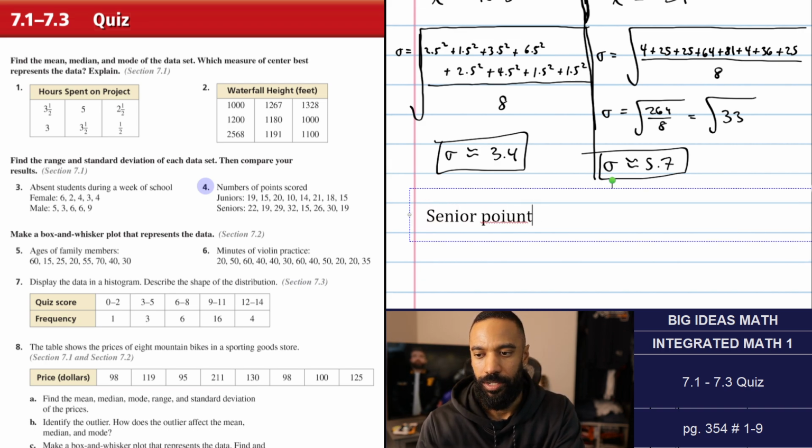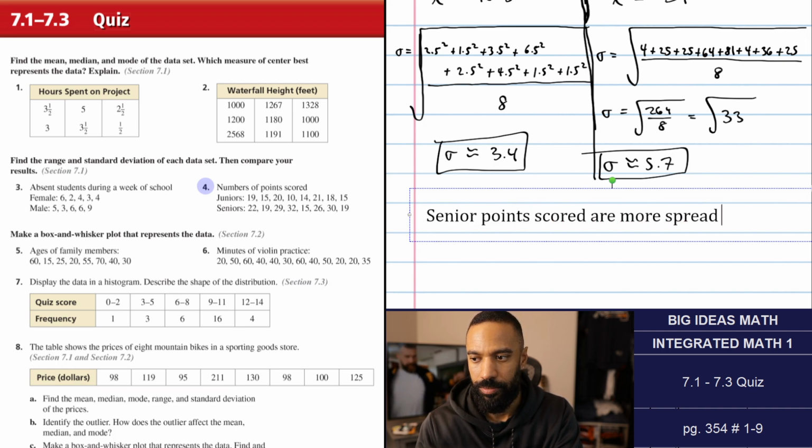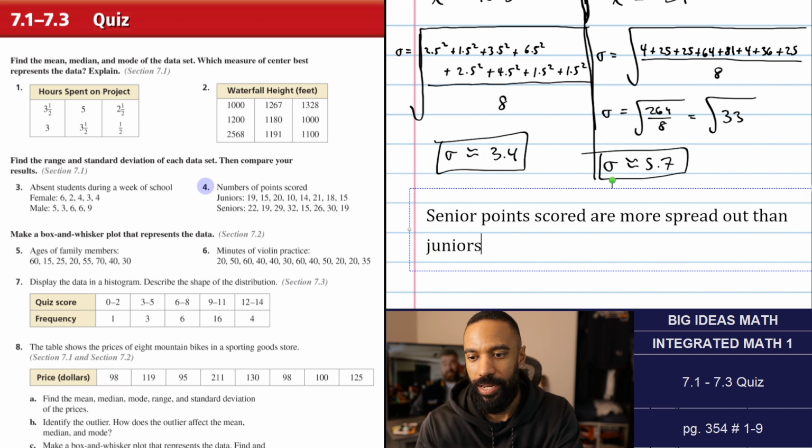Senior points scored are more spread out than juniors. Now, what is standard deviation?